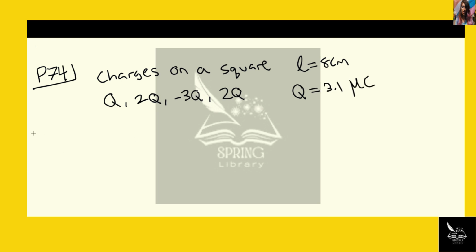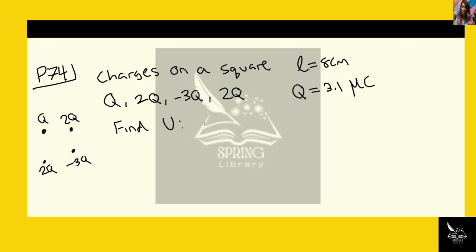So let's draw out what we're talking about. These are in a counterclockwise order. We have Q, we have 2Q, we have negative 3Q, and 2Q. All right, we're asked to find the total electrostatic energy of this configuration.